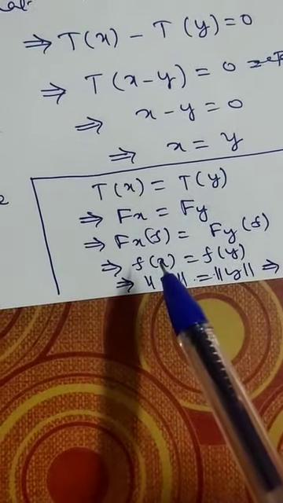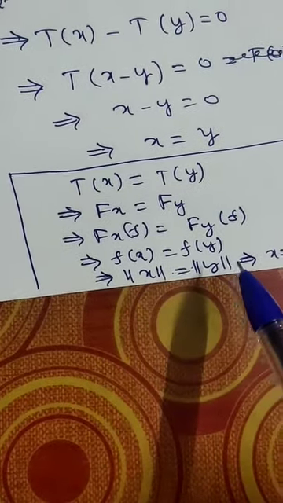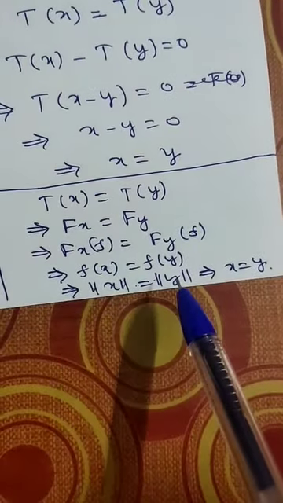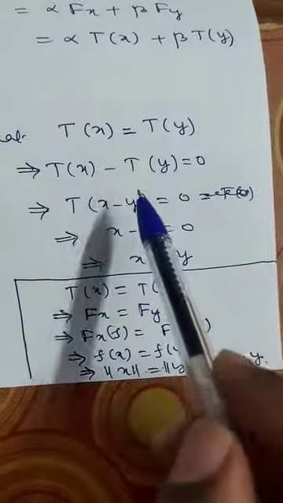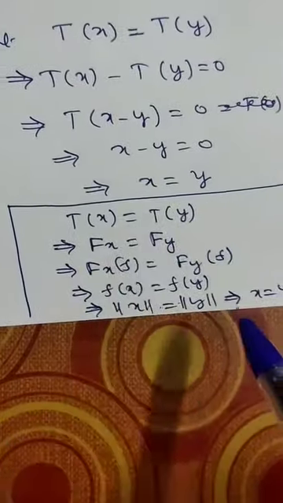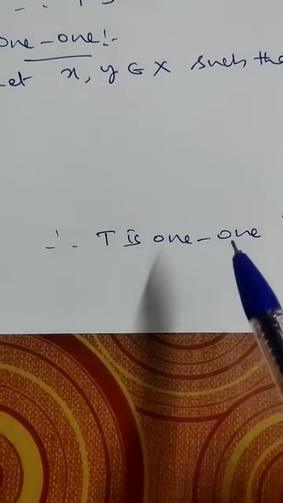So f of x, according to our condition, is the norm of x, so this is equal to the norm of y. So this implies norm of x is equal to norm of y, means what? X must be equal to y. Thus we have taken T of x is equal to T of y and we have shown x is equal to y. Therefore T is 1 to 1.